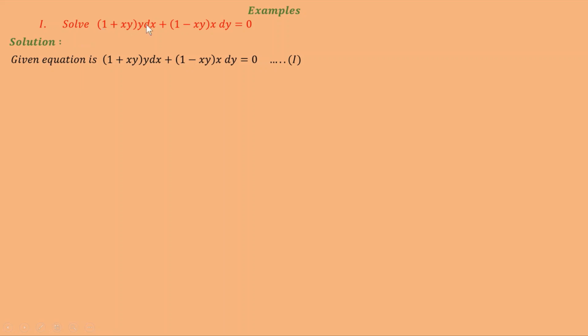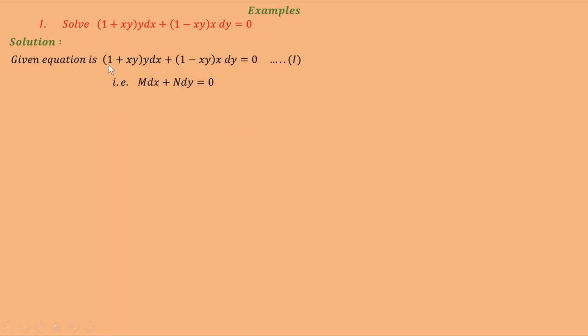Now we have to see some examples on the rule. Example: Solve (1 + xy) y dx + (1 − xy) x dy = 0. Solution: the given differential equation is (1 + xy) y dx + (1 − xy) x dy = 0. This is equation number 1.